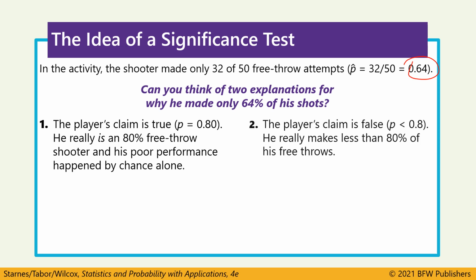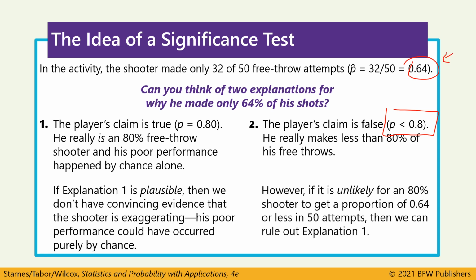The other explanation is that he's lying. He actually can't make 80% of his free throws. He makes less than that, and that's why we're seeing less than that in the sample. Now, when we look at these statistically, if explanation 1 is the actual true explanation, it would be plausible for this result to happen just by chance. If explanation 2 is the true one, it would probably be unlikely for that to happen just by chance.